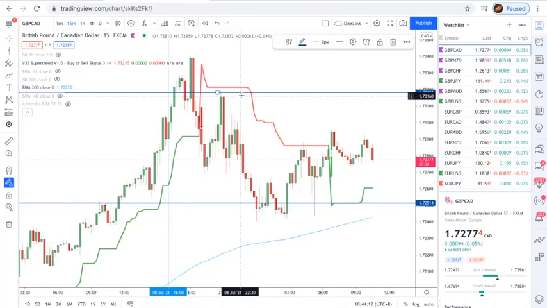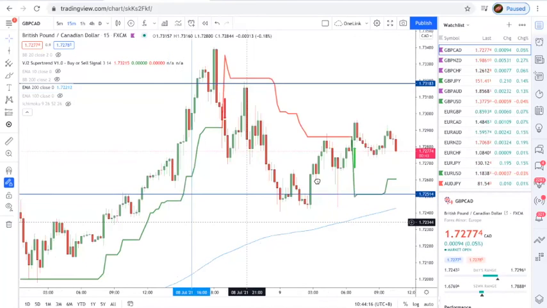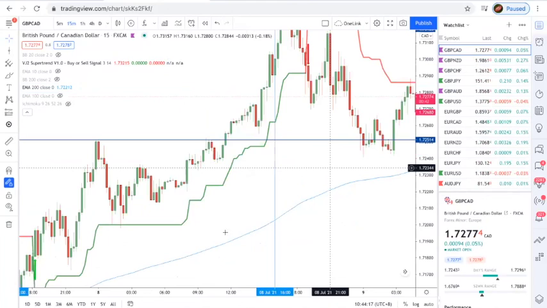Now by looking at these things, sometimes if you want to enter, you just follow one trade. Let's say today I want to go on Great Britain Japan.